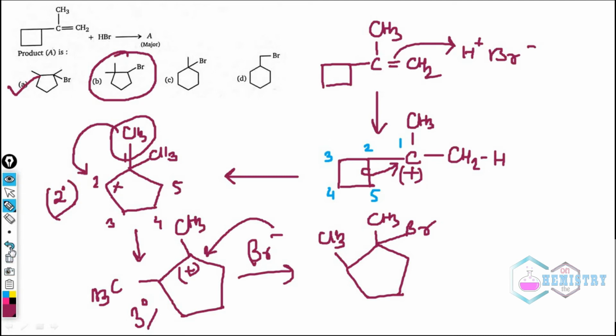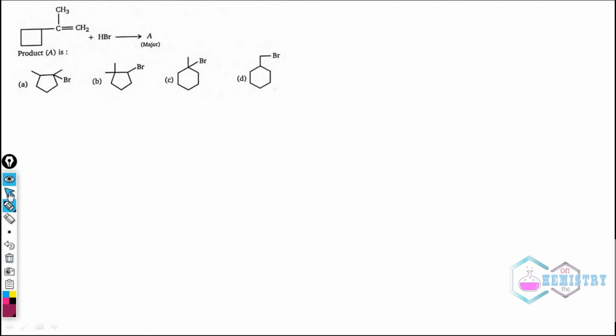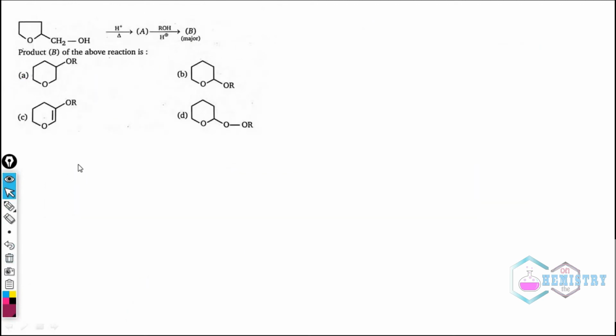Okay, so the next question. This question also involves a ring expansion. As you can clearly see, this is a 5-member ring and all the answers given are 6-membered. So obviously there is migration. How does the reaction occur? Basically, the H plus attacks this OH group.